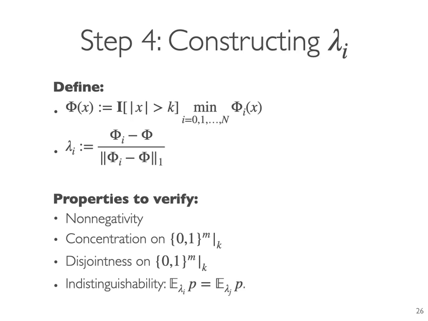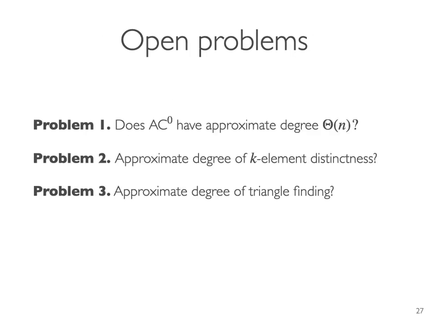This completes the proof sketch of our main result, and I'm going to end this talk with 3 of my favorite open problems on approximate degree. The first one is centrally related to this talk. It asks whether our lower bound of n to the 1 minus delta can be improved to a tight linear lower bound. The other 2 problems concern the approximate degree of 2 very natural and well-studied functions, both of which are motivated by quantum query lower bounds.